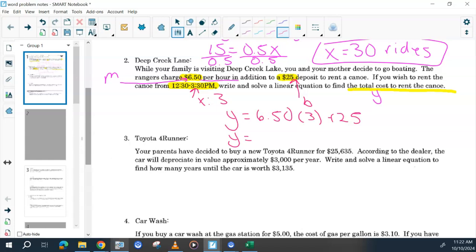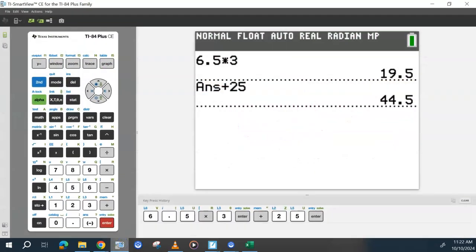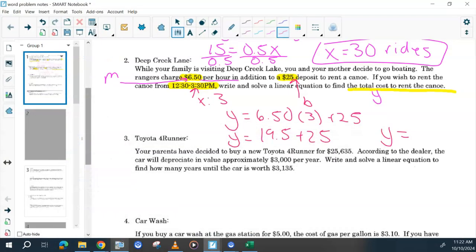Both pieces. This will be 19.5 plus 25, so that y equals 44.5. Because this is a total, what would our units or label be? Dollars. Any questions on that?